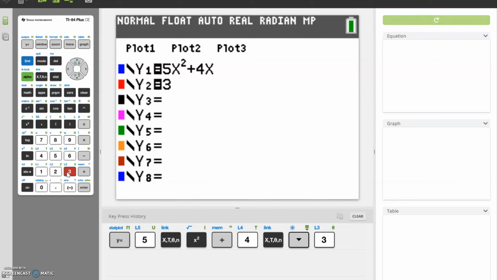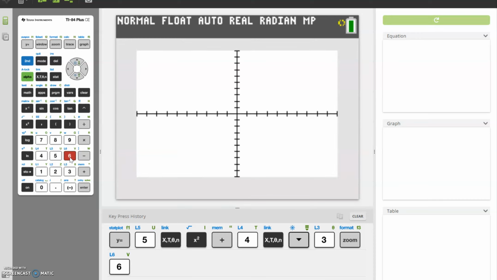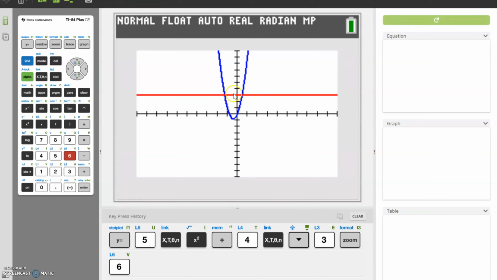From here, perhaps you had been playing around with your window for previous problems. It might be a good idea to reset it. So I'm going to go to Zoom, and I'm going to select option 6, Zoom Standard. This is going to take us back to a nice 10 by 10 grid. There's my first curve, and my second is right there. So again, in this case, my answers are going to be located at the intersection points.